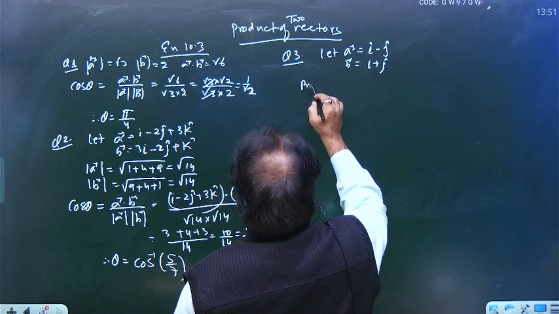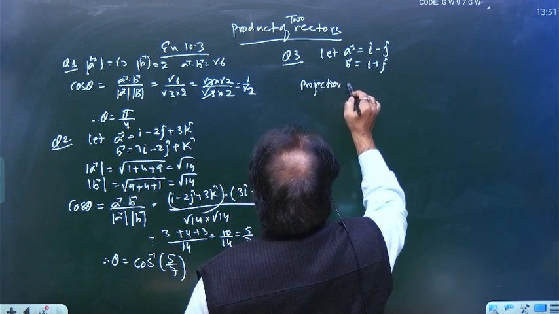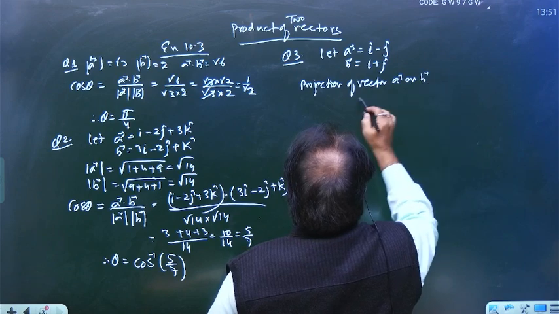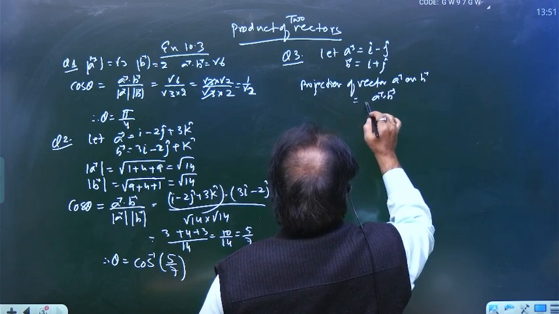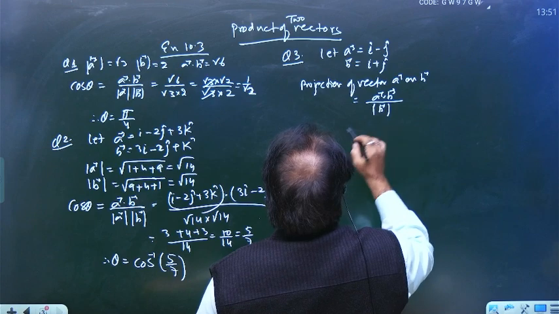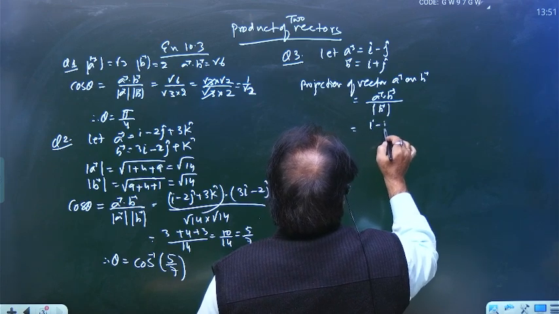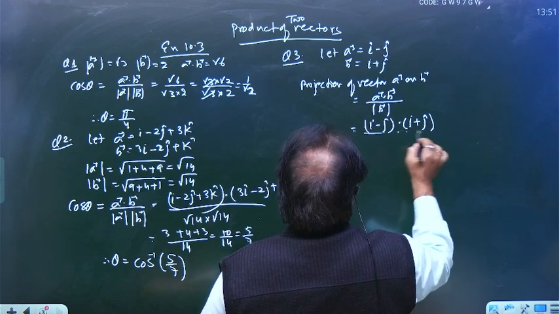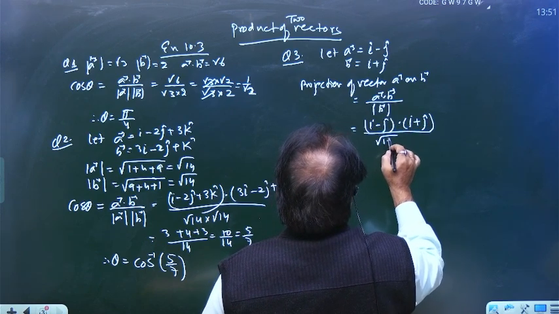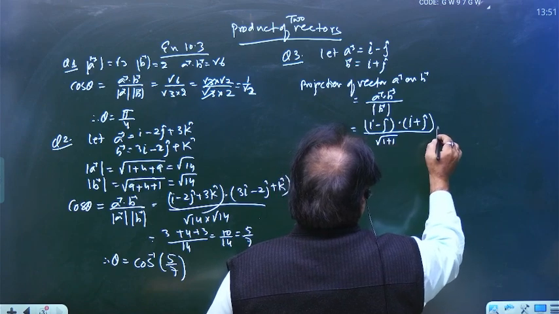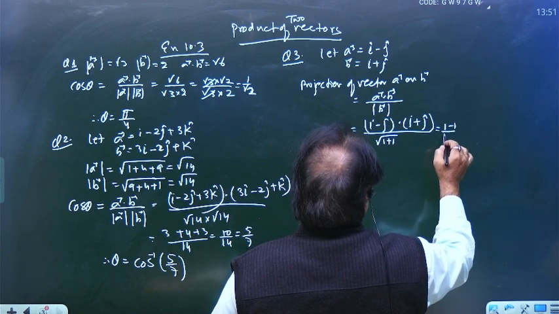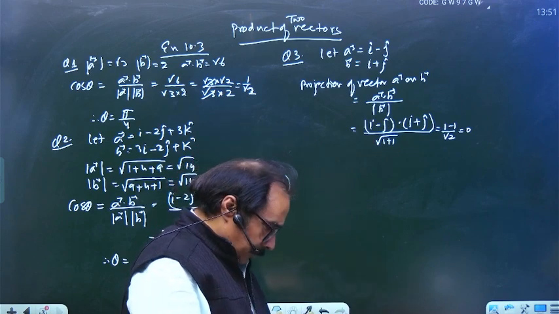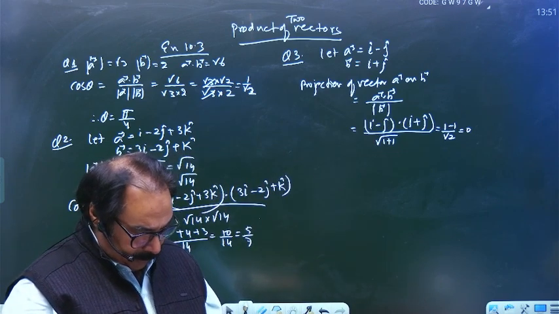Okay, so the projection of vector A on B is equal to A dot B upon magnitude of B. So A dot B means (i minus j) dot (i plus j), divided by magnitude of B, which means root over 1 plus 1. So 1 times 1 minus 1 upon root 2, that is equal to 0 by root 2, that is equal to 0. So hence the projection is 0.